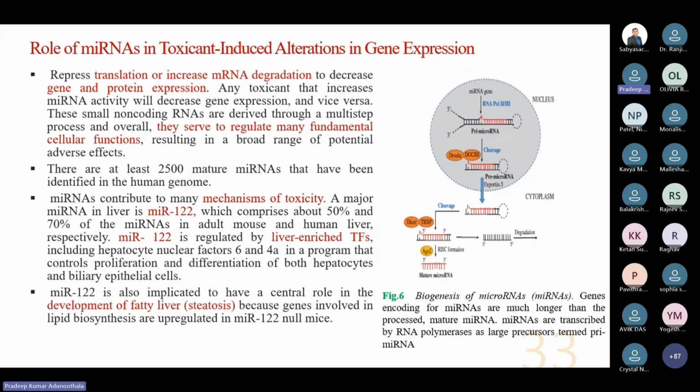This pre-microRNA is transported from the nucleus to the cytoplasm by exportin 5, and after coming to the cytoplasm, it is cleaved with the help of Dicer and TRBP. This miRNA, with the help of the protein AGO2, forms a complex, the RISC formation, that leads to the mature microRNA.